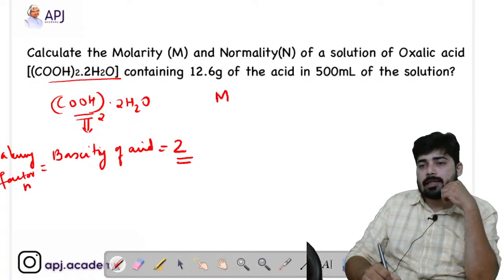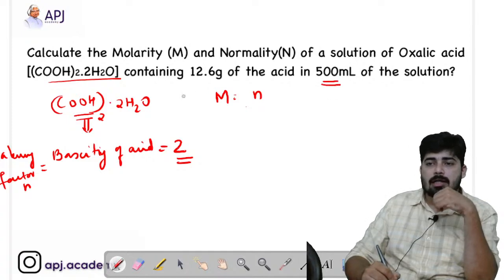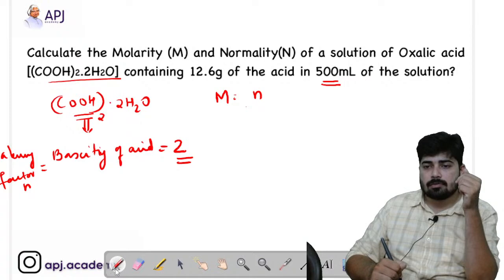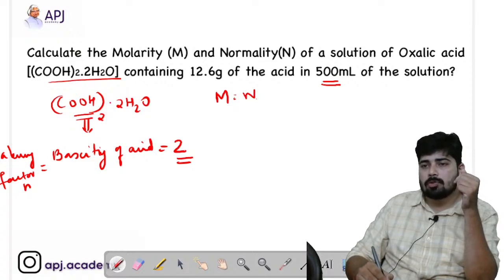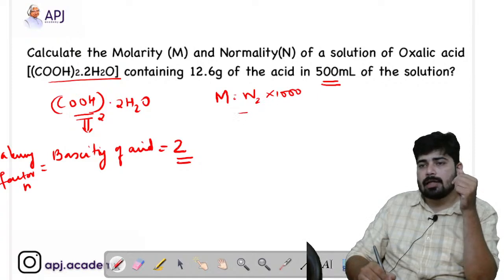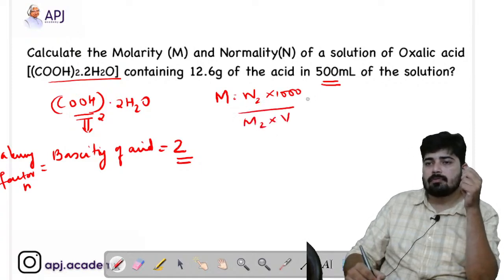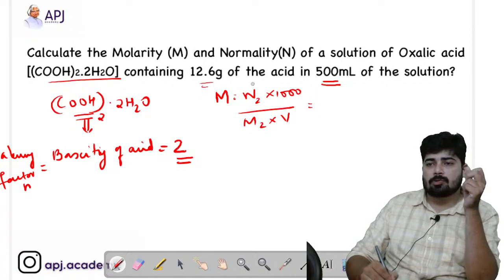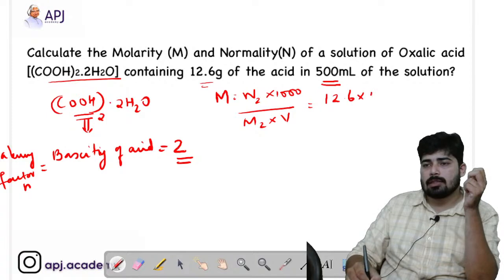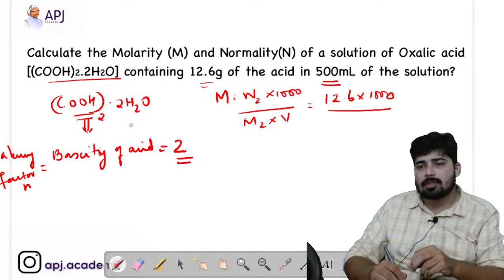In order to find out the molarity, we know the number of moles of solute divided by volume. Here the weight is given, and the volume is 500 ml, so we will use the other equation. What is the other equation? It is W2 into 1000 divided by M2 into V. What is W2? W2 is given as 12.6, so 12.6 into 1000 divided by M2.